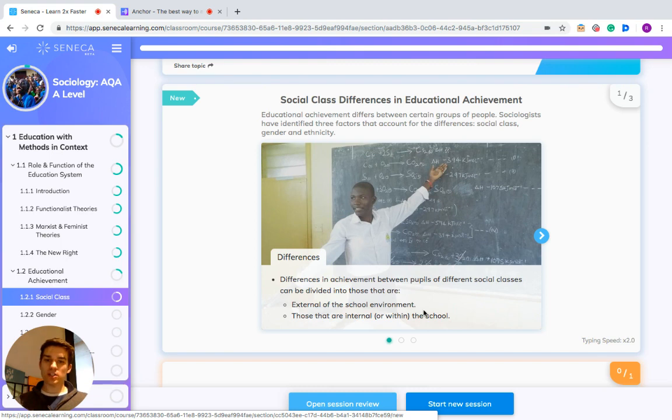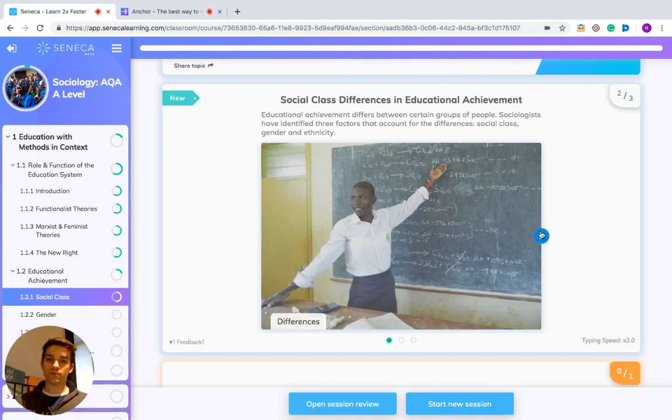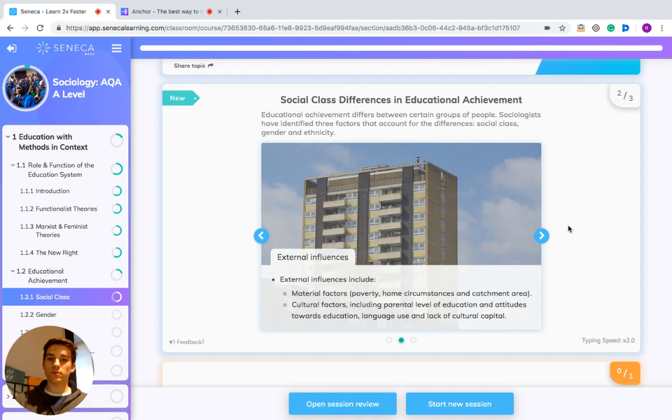Now, differences in achievements between pupils of different social classes can be divided into those that are external of the school environment and those that are internal within the school environment. So some external influences include material factors such as poverty, home circumstances, and the catchment area that they live in, and also cultural factors, which include parental level of education, attitudes towards education in their family, language use, and the lack of cultural capital.